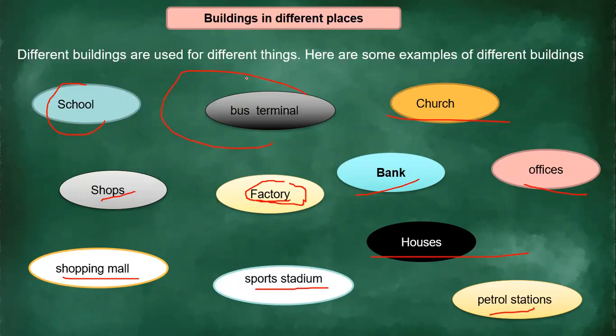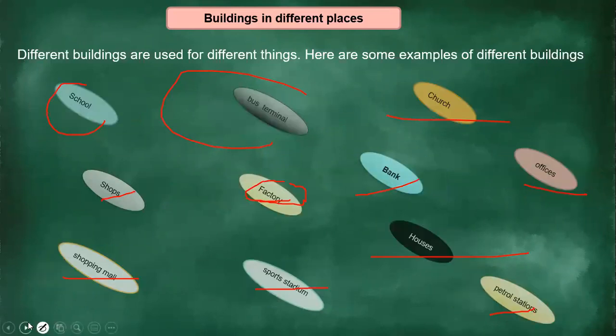Bus terminal, it's where we wait for the bus, where we catch the bus. And then church is a place of worship. Bank, it's where obviously we bank our money, we get our money. Offices, it's where we work. And then houses, where we're staying, and petrol station as well.